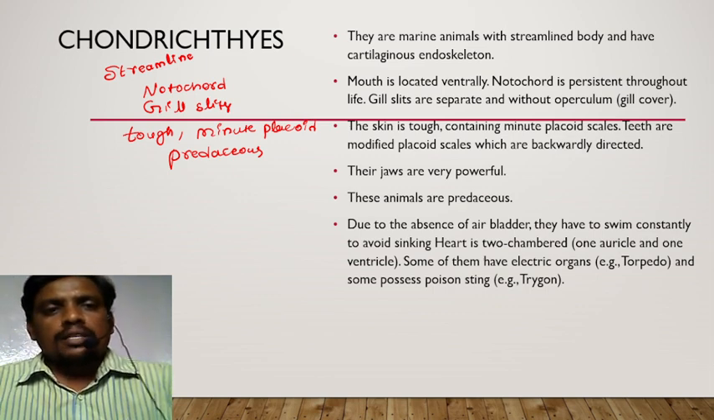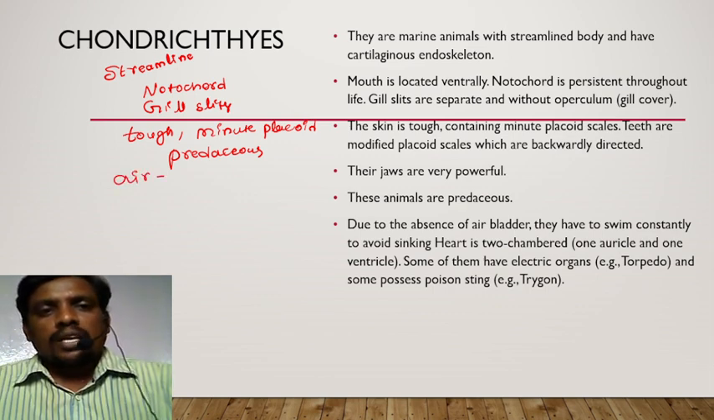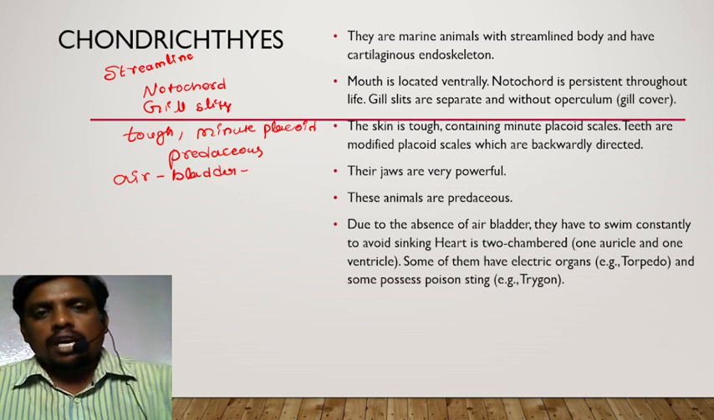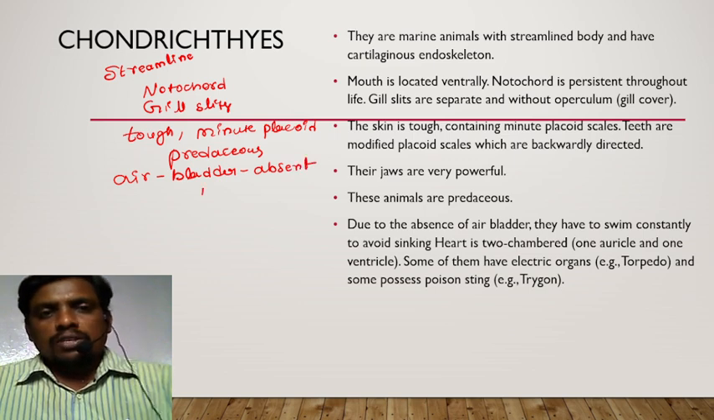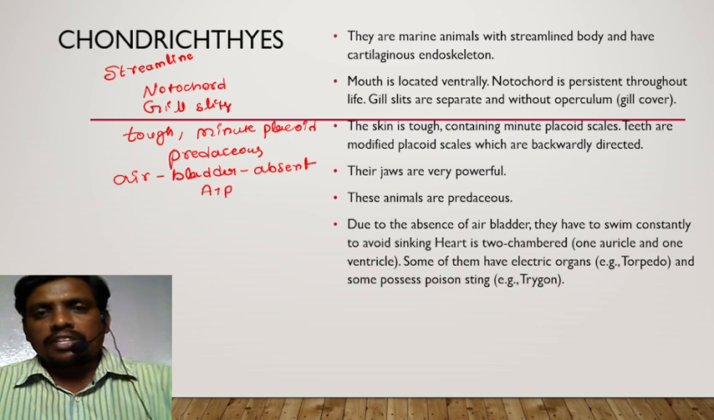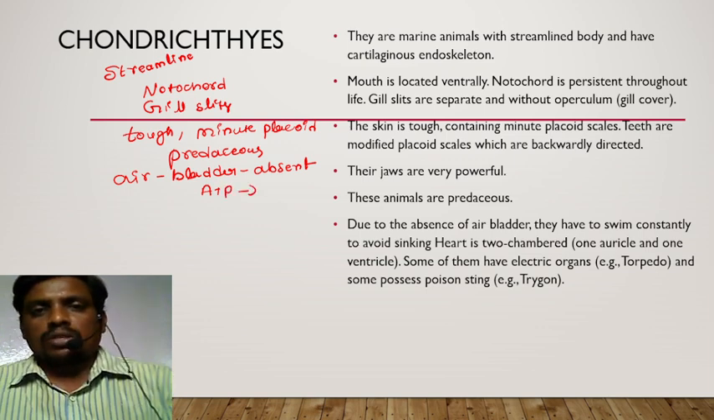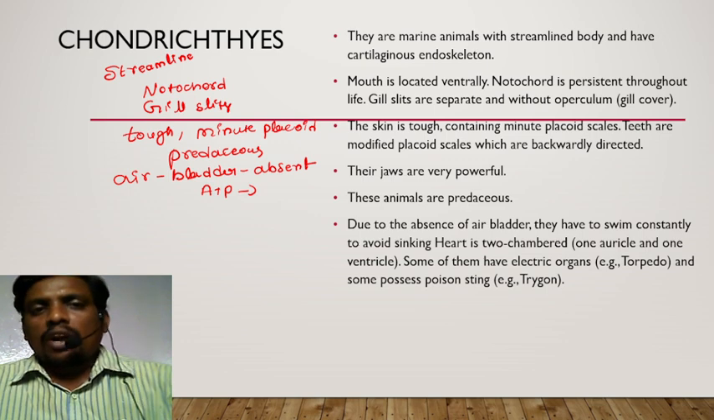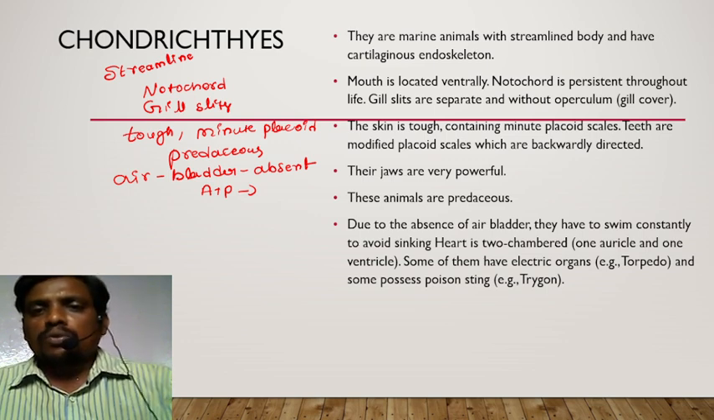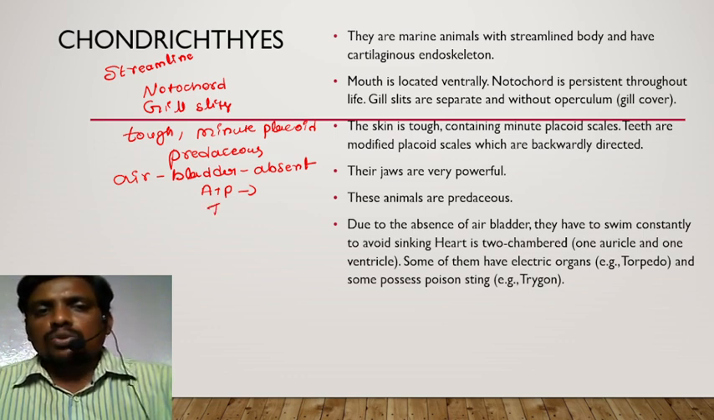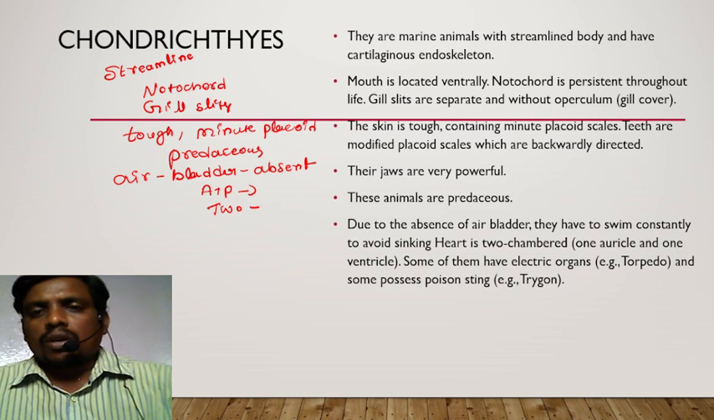Air bladder is generally absent in them. Due to absence of air bladder, they have to utilize more amount of ATP for swimming in the water. To avoid sinking, they have to utilize more energy and constantly swim. Heart is two-chambered, one auricle and one ventricle.